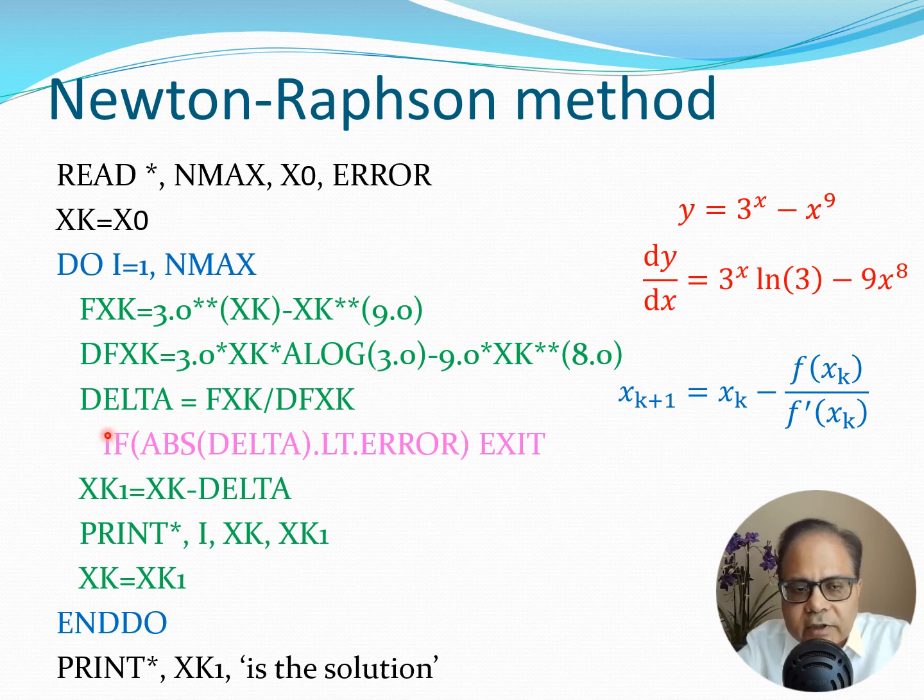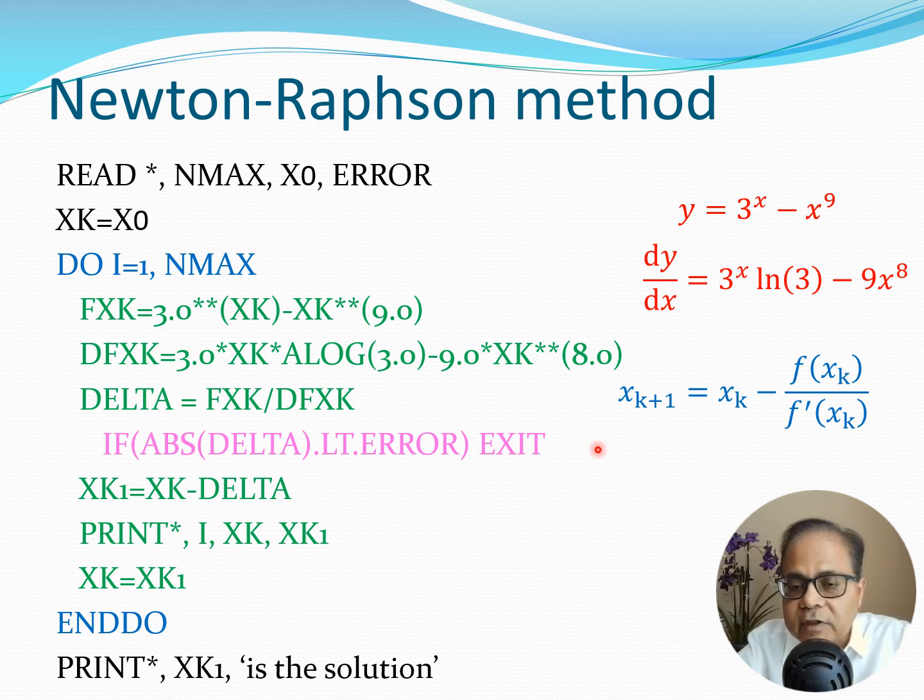Now the next thing I do is I calculate this ratio fxk by f dash xk, and I call this delta. Now I need some way to escape out of this particular loop in case I have already converged. So I create this if statement that if abs(delta) is less than this small number I have specified, then you can exit the do loop.